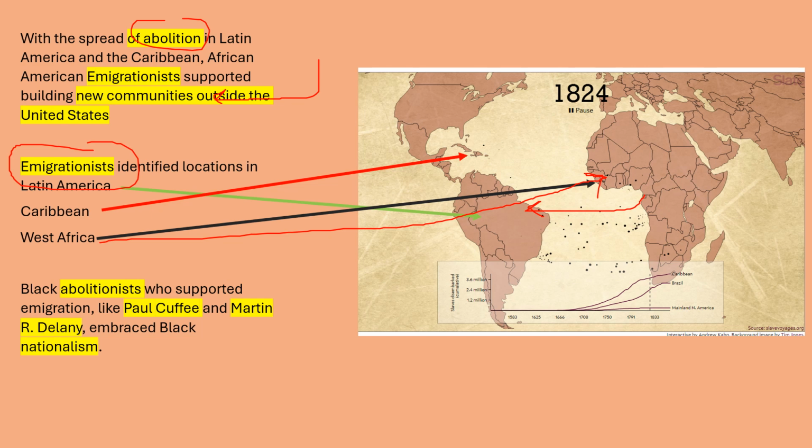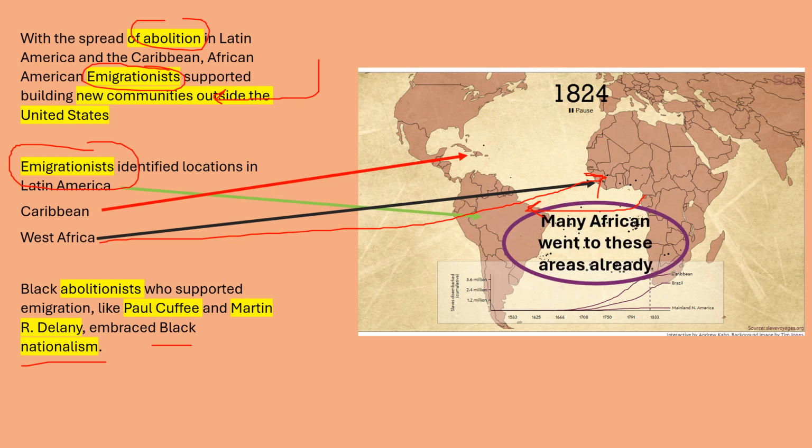As we look at some of the abolitionists, we're starting to see new ideas emerge. New idea number one: let's just give up and let's leave, and let's try to establish our own communities on our own, as well as the Black nationalist origins.